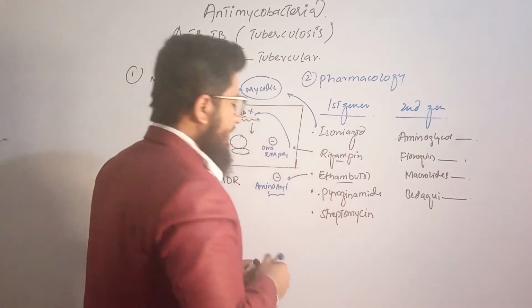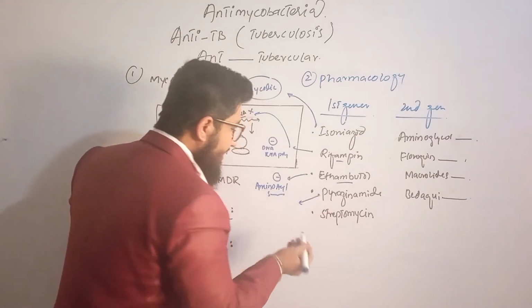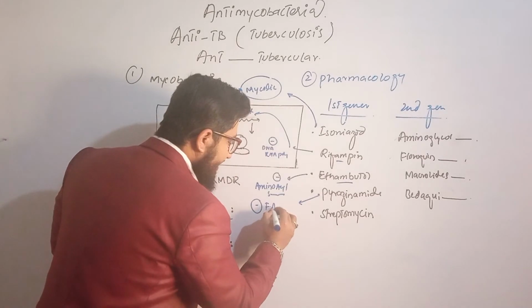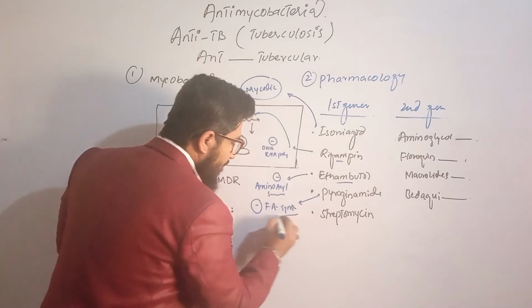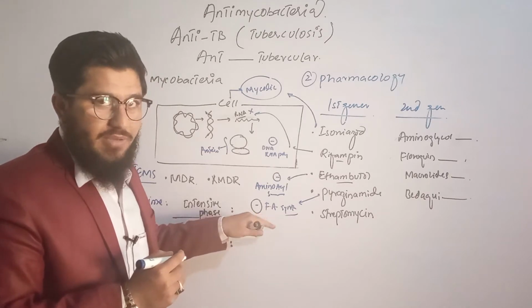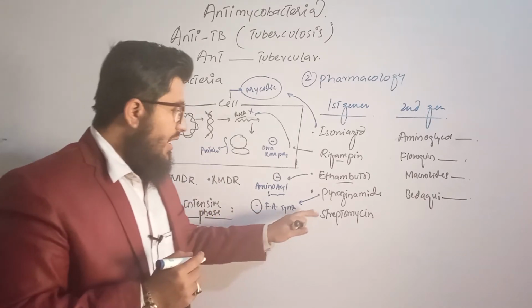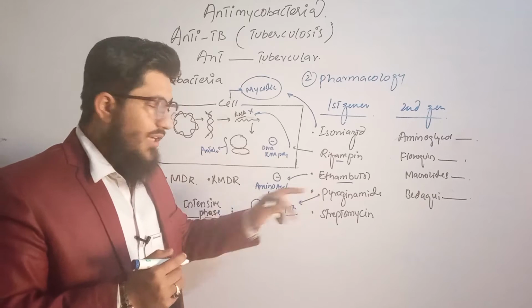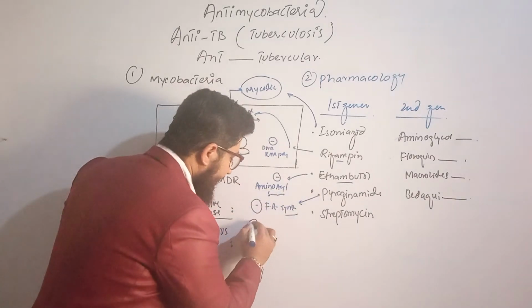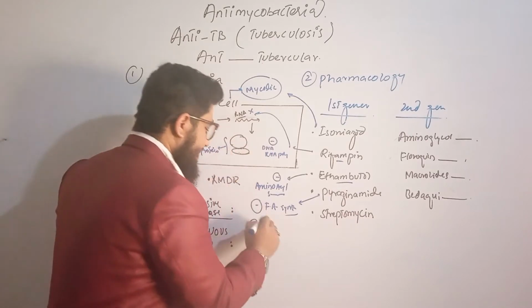Then we have pyrazinamide. It has another very interesting function: it is going to inhibit the fatty acid synthase enzyme, another enzyme which is responsible to synthesize fatty acids. So if we inhibit this enzyme, then fatty acid won't be synthesized. And another very important role: it has two mechanisms of action. One is this one, and another is that it is going to inhibit protein synthesis again.